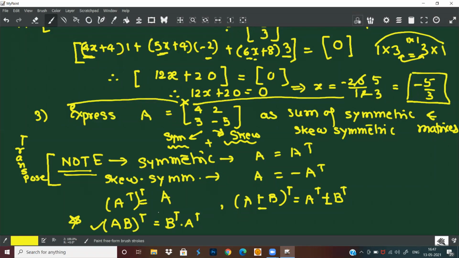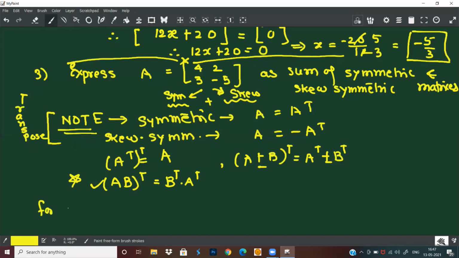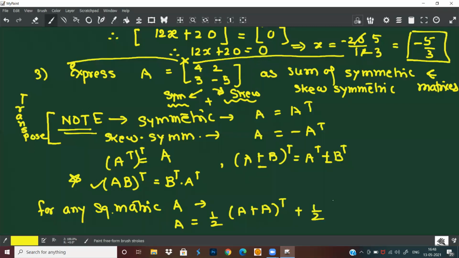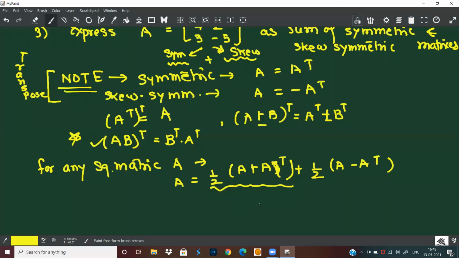They will give you one sum, they will give A and B. Then you will have to choose one of the options. Here you can use the direct property: AB transpose is B transpose into A transpose. And for any square matrix A, A is written as half of A plus A transpose plus half of A minus A transpose. So this part will be symmetric, since A plus A transpose is always symmetric, and this part is always skew symmetric. Remember this.